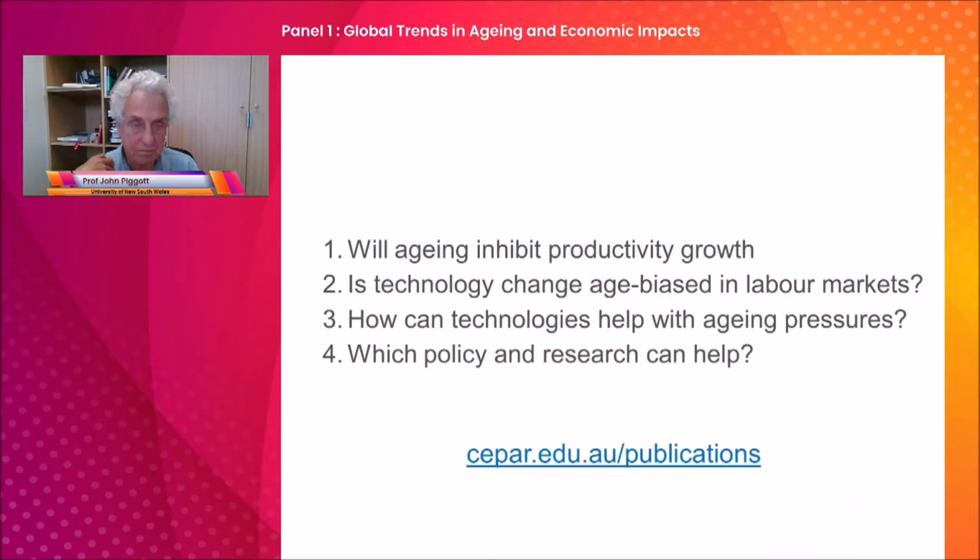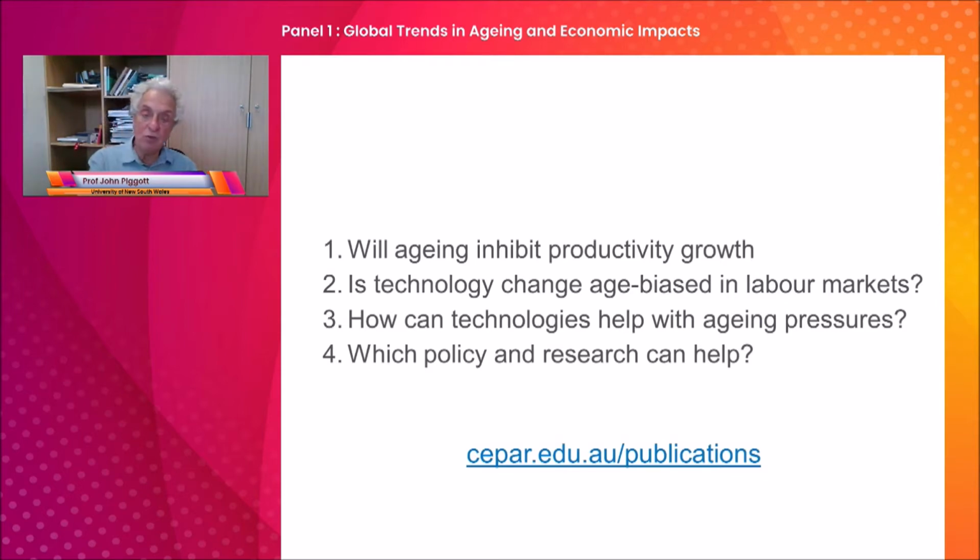Next slide, please. This is actually quite a messy topic, and we've tried to distill what we have learned down to four questions. Will aging inhibit or encourage productivity growth? Is technical change age biased in labour markets? We hear quite a lot about skill bias, but there's very little work on age bias. Can technologies help with later life? What are the ways in which assistive technologies might relieve the pressures of aging? And finally, what are the policy challenges and what are the knowledge gaps?